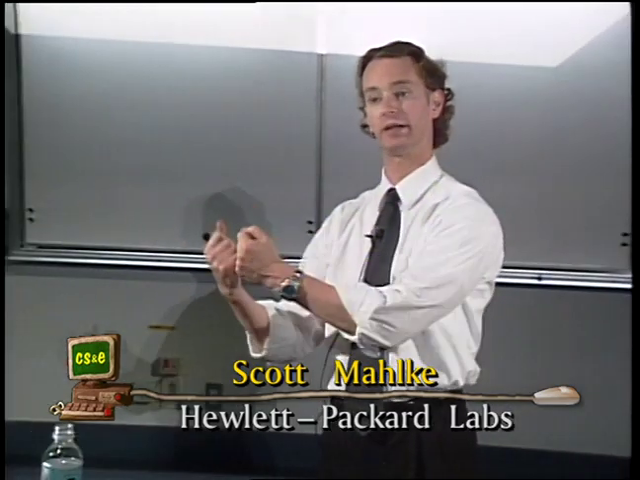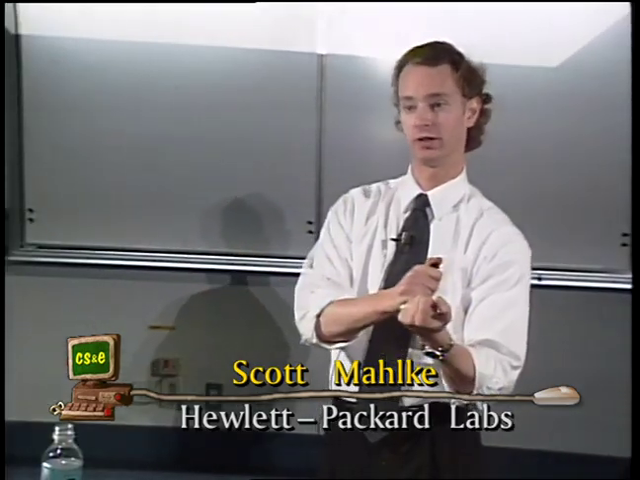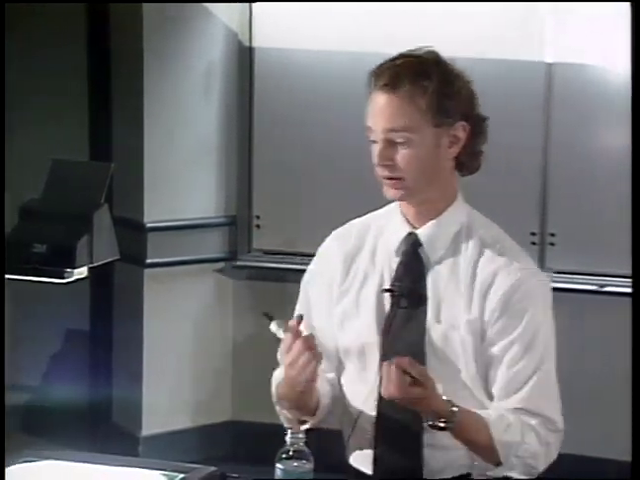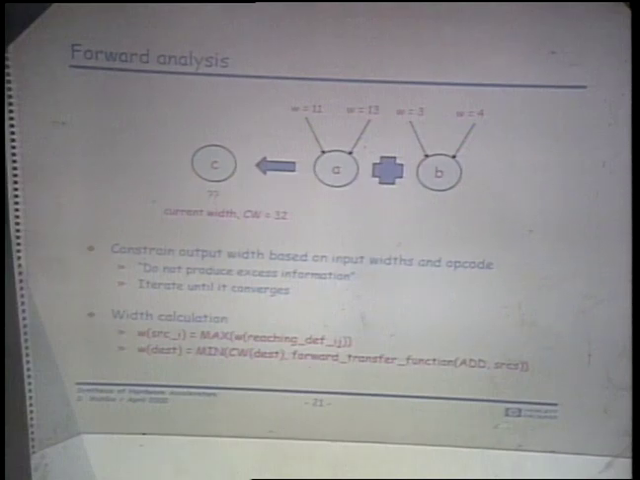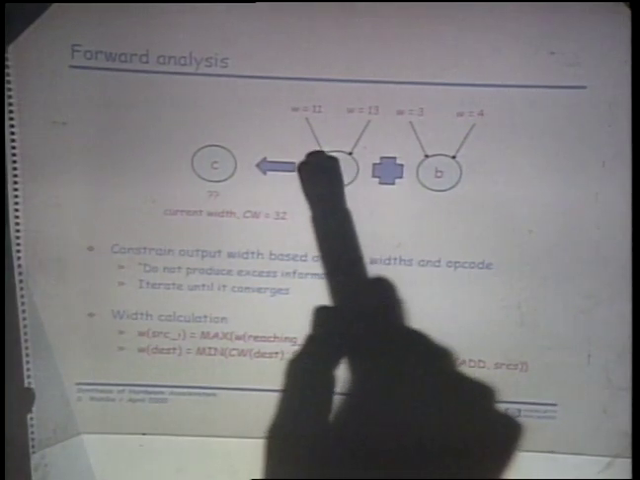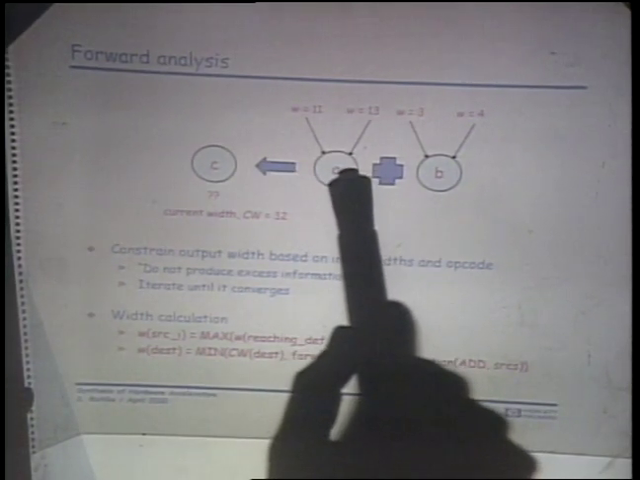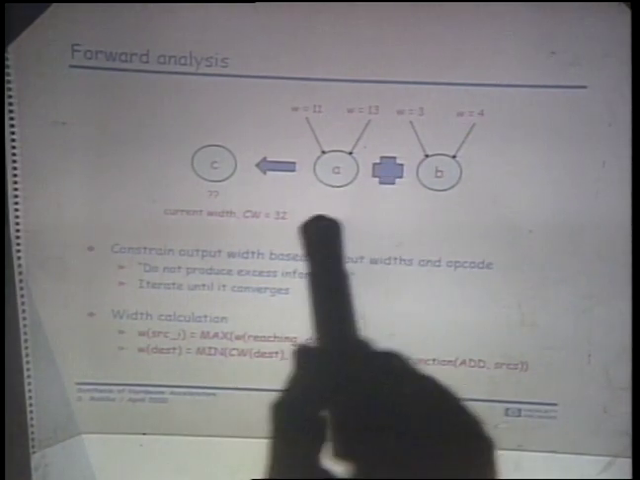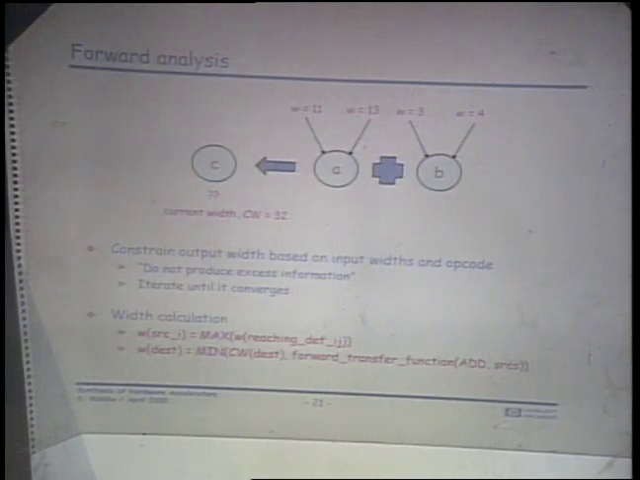Okay, so now we're going to apply a forward analysis where we propagate all right-hand side constraints to left-hand sides. We're going to do this from the top of the program down to the bottom of the program. But for now, we're still going to focus on a single operation. So our statement is C equals A plus B. We look at all the definers of A and all the definers of B. In this case, I have an 11-bit definer of A and a 13-bit definer of A. So I need to do a worst case. I take the max of 13 and 11. So I'm going to assume for the purposes of this iteration that the width of A is 13.